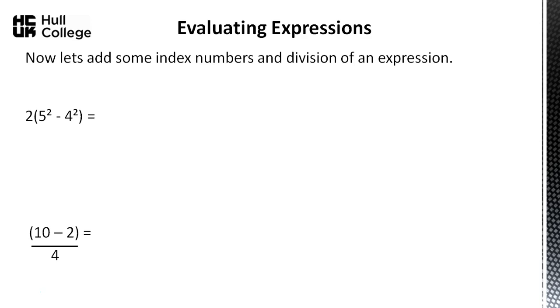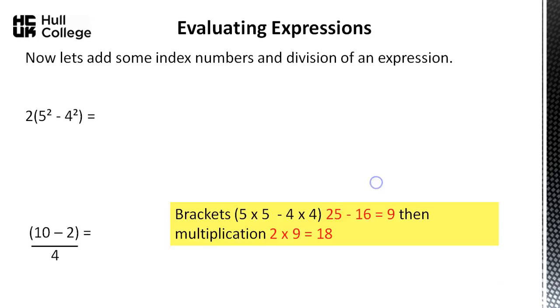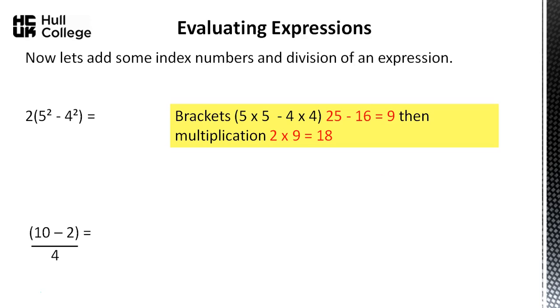Now let's add some index numbers and division to an expression. So 2 brackets 5 squared minus 4 squared equals, brackets first, 5 times 5 minus 4 times 4. So 5 squared will be 5 times 5, which is 25. 4 squared is 4 times 4, which is 16. So 25 minus 16 gives you 9. And then you've got the multiplication, because 2 brackets simply means 2 times. So 2 times 9, which is 18.